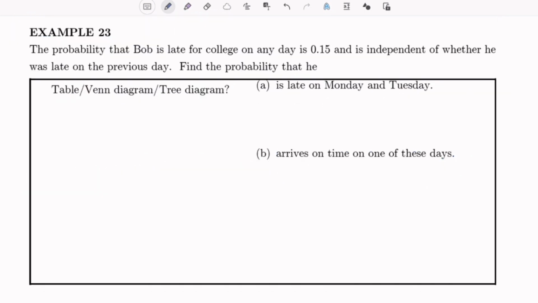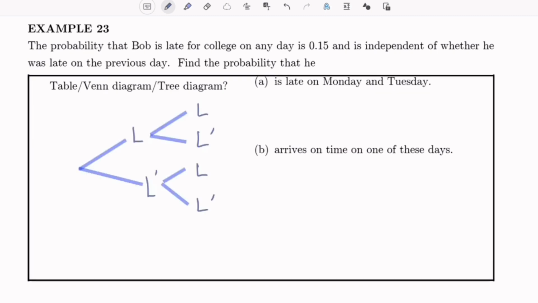Example 23. The probability that Bob is late for college on any day is 0.15 and is independent of whether he was late on the previous day. Find the probability he is late on Monday and Tuesday, and then the probability that he arrives on time on one of these days. So let's draw a tree diagram. Okay, so L is for late. The complement of L is on time. The probability of Bob getting late is 0.15. So on time will be 0.85.